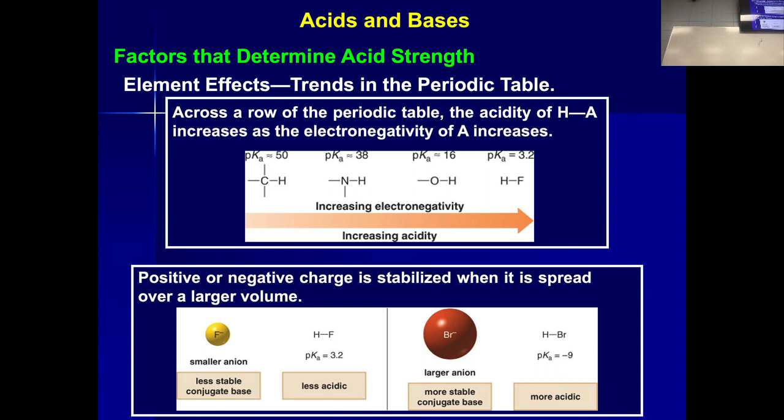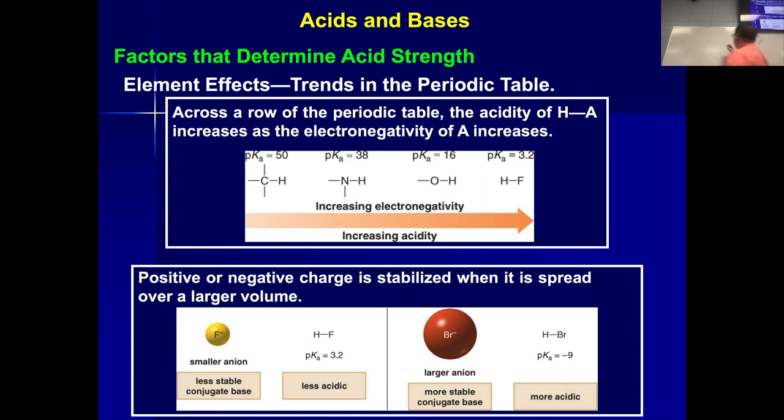As we go from left to right in a period of the periodic table, what's happening to the acidity? It's increasing. HF is a stronger acid than water or alcohol. Alcohols are stronger acids than amines. Amines are stronger acids than hydrocarbons. So as I go from left to right in the periodic table, I'm increasing in acidity. Okay? From left to right. And why does that make sense?